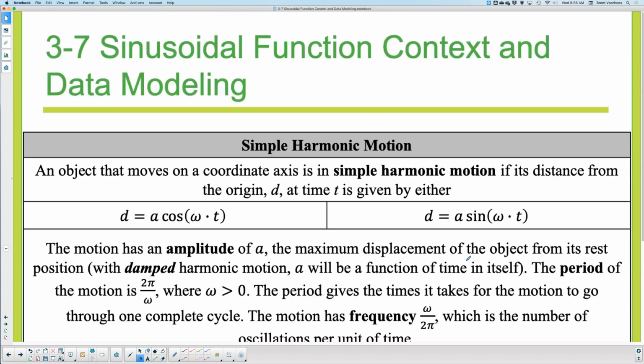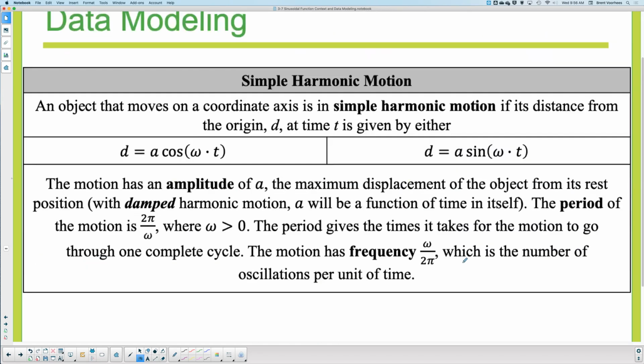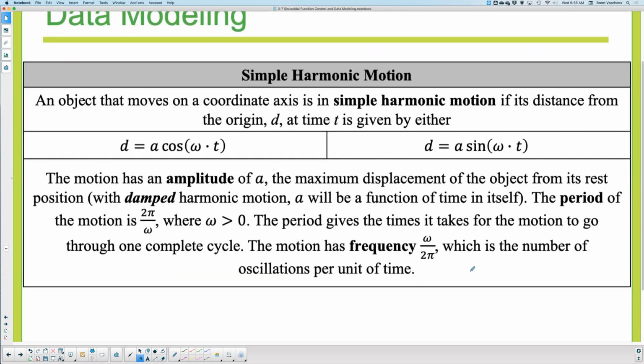Okay. So now let's lead into where do you get sinusoidal functions so often in the real world? What applications do we have for them? It's what we call simple harmonic motion. If you go into physics, you're going to get into this. An object that moves on a coordinate axis is in simple harmonic motion if its distance d from the origin at time t is given by either of those equations. Now, this walks through what you already know, amplitude and period, but there's a word I added in here.